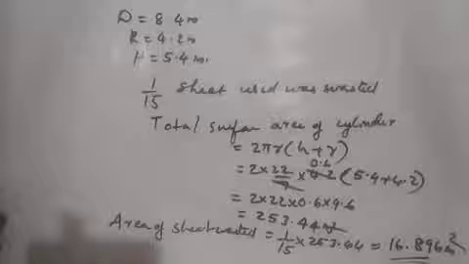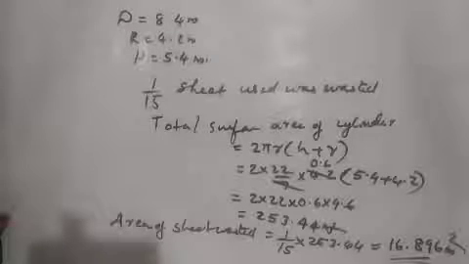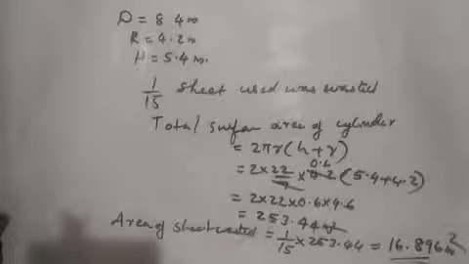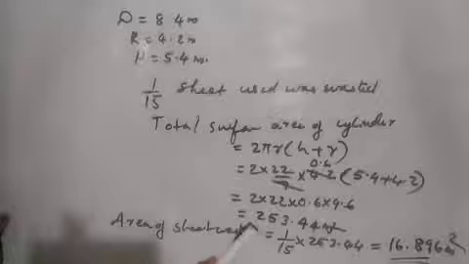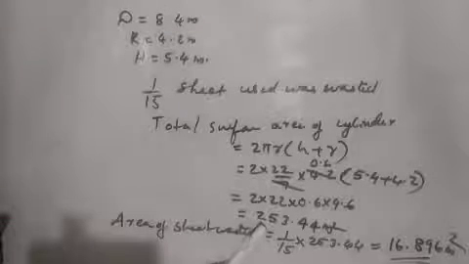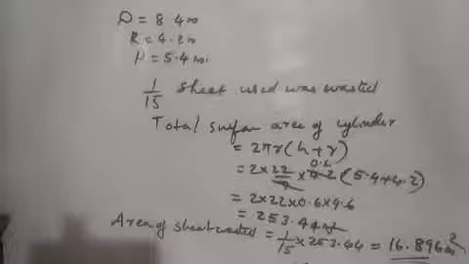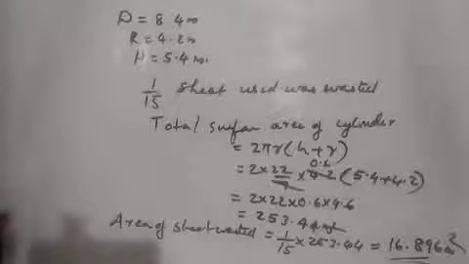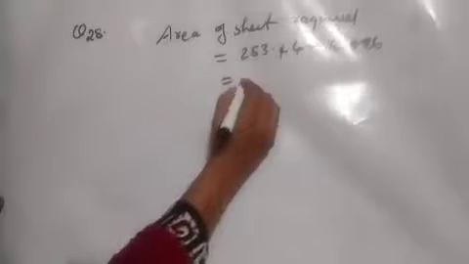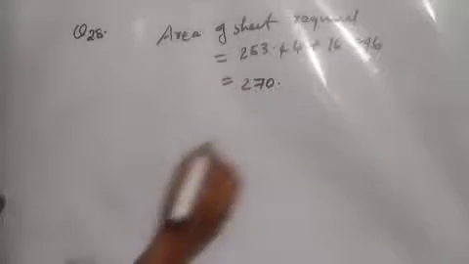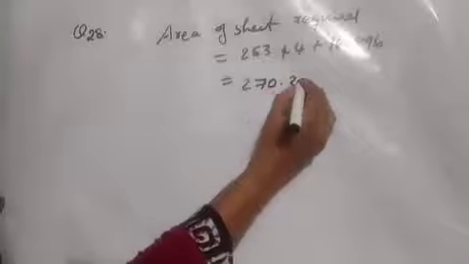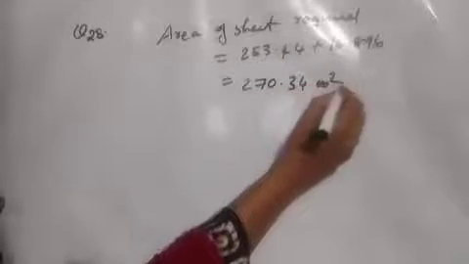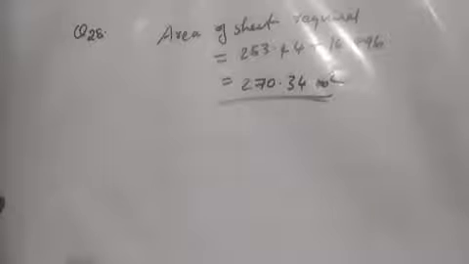Now, the total area required. So how can we find the total area of the sheet required? Yes, it is the sum of these two. We have to buy the sheet of area 253.44 plus 16.896. So area of sheet required is equal to 253.44 plus 16.896, that is 270.336, which we can write as 270.34 meters square. Okay, that is the required area.